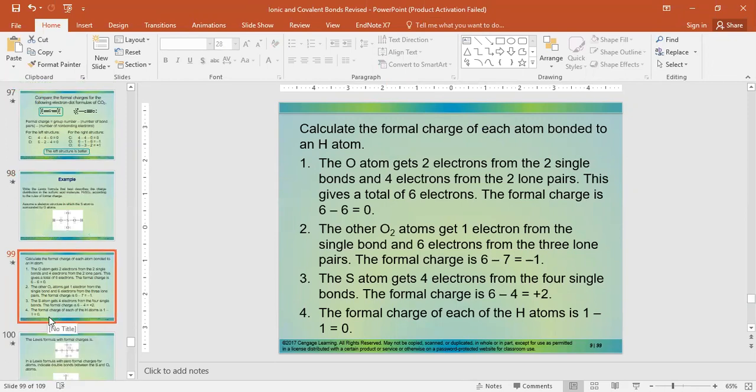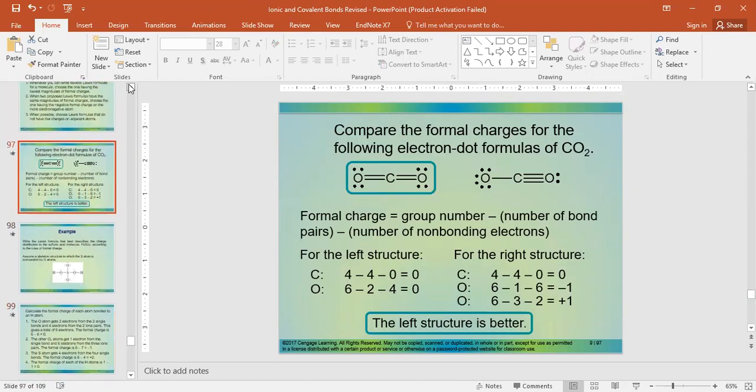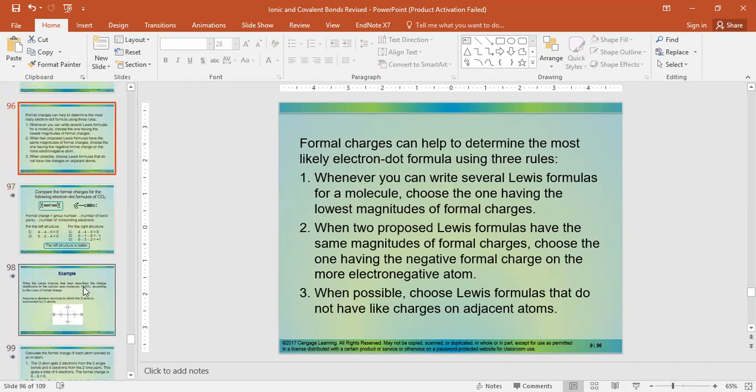Sir? Yes. Can you please go back to the rules? I just have one more question. Yes, we go back to the rules. Can you just explain with the example what they mean by when 2 proposed Lewis formulas have the same magnitudes of formal charges, choose the one having the negative formal charge on the most electronegative atom? Can you just explain the second rule in relation to the example, just for visualization purposes? Okay.